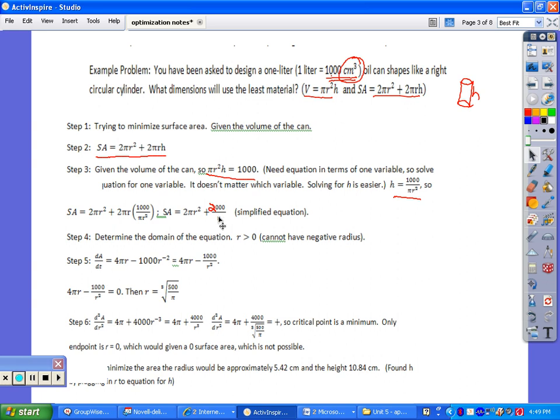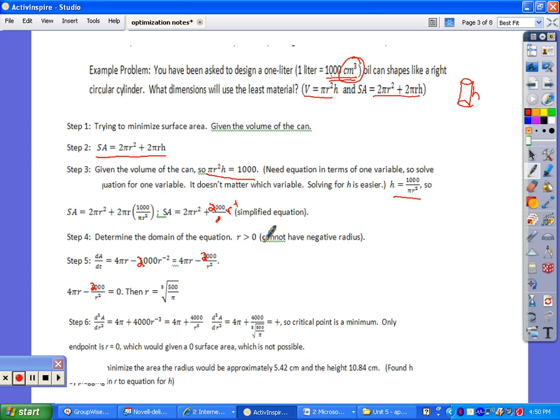And then I'm going to make it r to the negative first. So this is the same as if I change this to r to the negative first. And if I take the derivative, I get negative 2,000 r to the negative second. And that simplifies to 4 pi r minus 2,000 over r squared. So to find the critical points, I'm going to set it equal to 0, and I'm going to solve it.